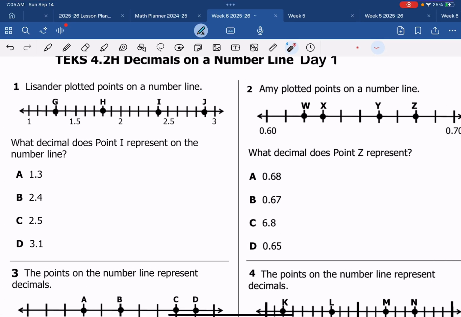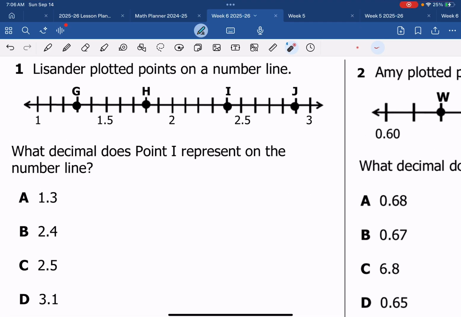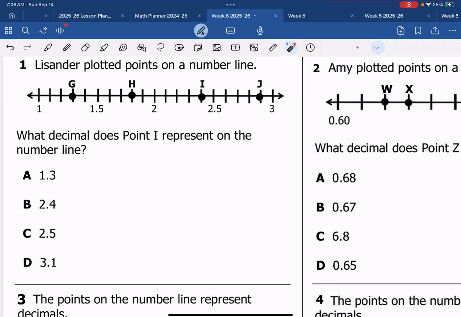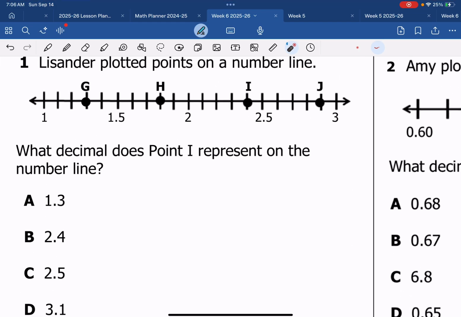It says Lysander plotted points on a number line. What decimal does point I represent on the number line? So the very first thing that I'm going to do is do my zero to hero. For example, here you have a 1. Go ahead and right away put your decimal point and then the 0. That way this kind of looks like a 10. And then you got 15.